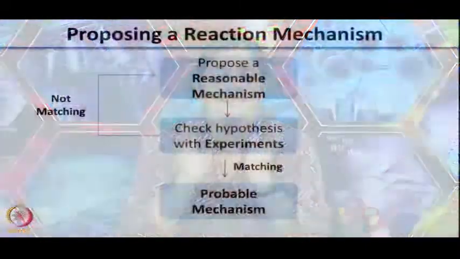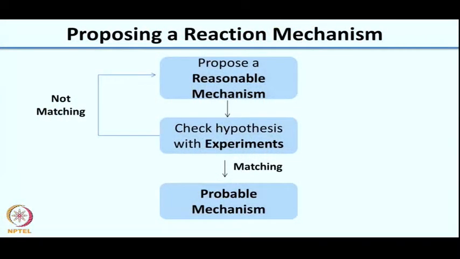Now once you do the experiment, what would you check? Does this match the hypothesis? So in the example I had given earlier, you would check who would reach faster, you or your friend who took the bus or the train. Now if you find that your hypothesis matches the experiment, then you can say this is the most probable mechanism.